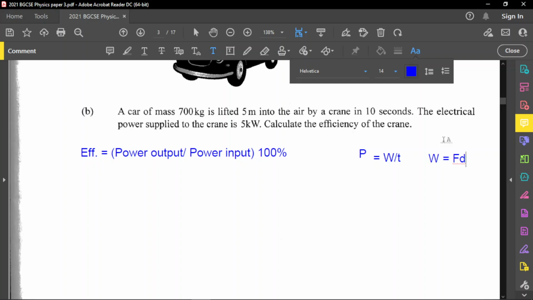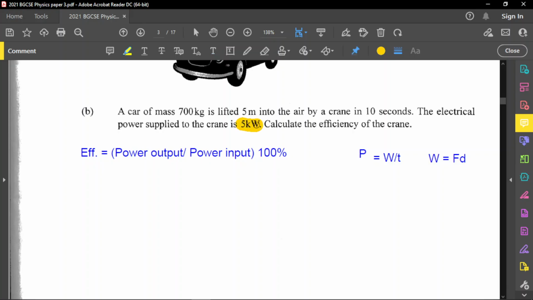So let's look at the different powers. We can look at the power input, and the power input based on the question here is 5 kilowatts. Remember that 5 kilowatts is the same thing as 5,000 watts. Now let's look at the power output, which is based upon the car or the load. Here we have a mass, but the formula for work does not include mass. It includes a force, as I said, F times D. So to change the mass into a force, which is weight, we're going to find the weight of the car.